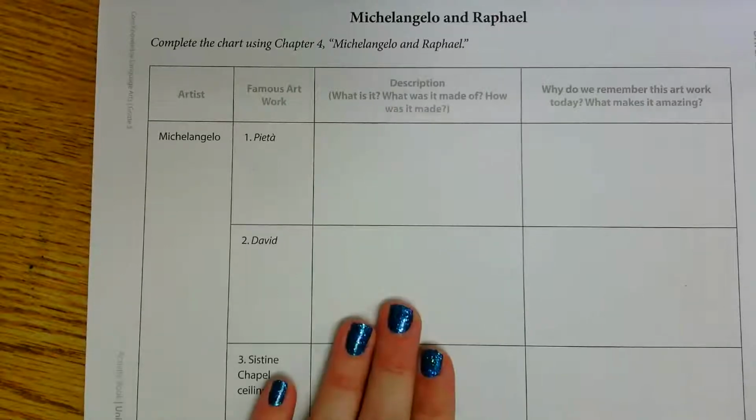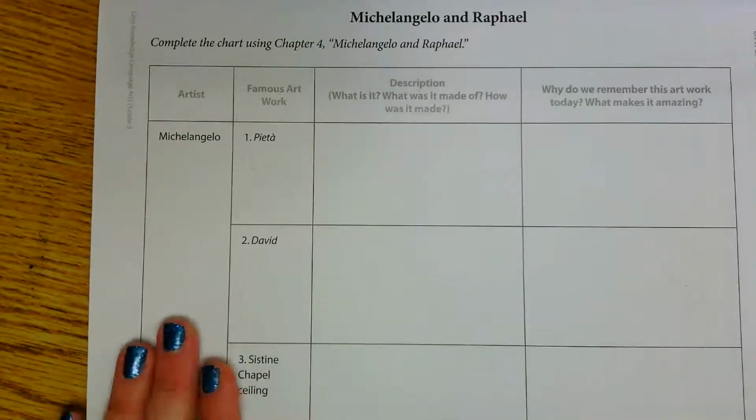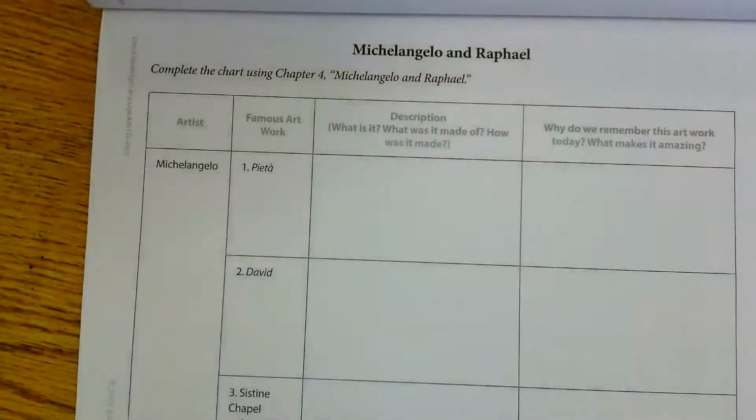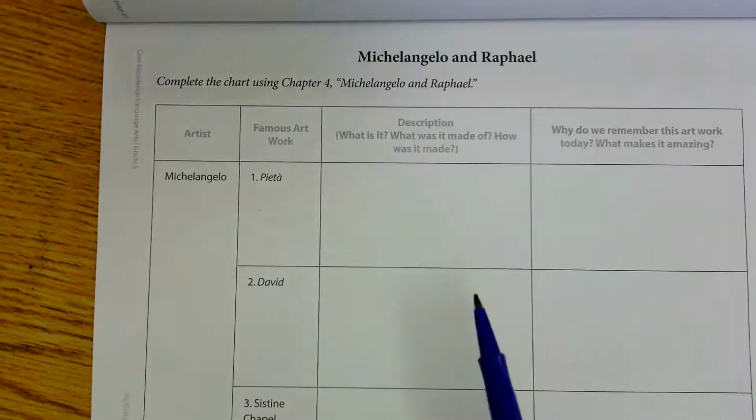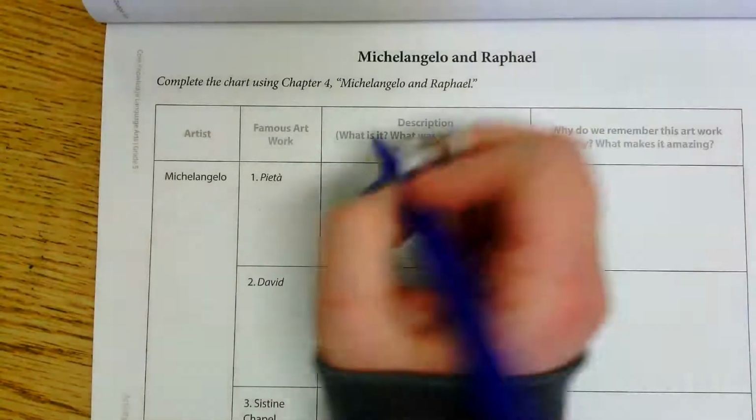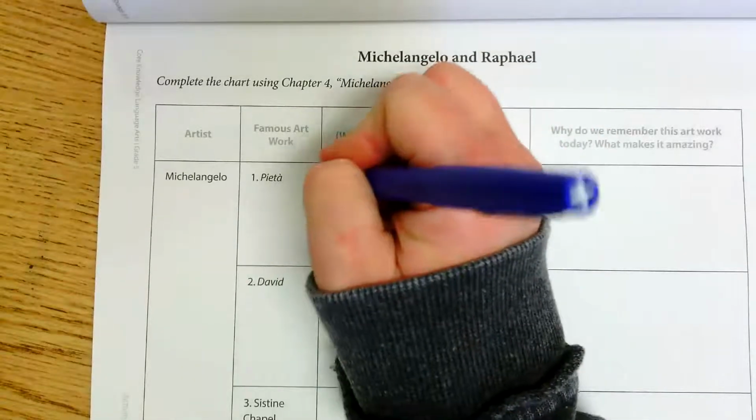So I'm going to go over one piece of artwork for Michelangelo, and then if you flip to the back, I will go over one piece of artwork by Raphael. So let's go ahead and start with Michelangelo, and we're going to go over this first piece of artwork listed right here with number 1. So starting with a description, the first thing that we want to say is, what is it? It is a sculpture.